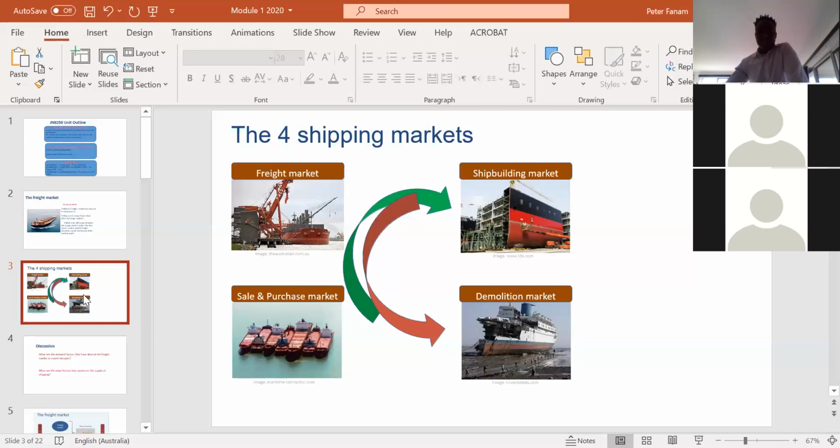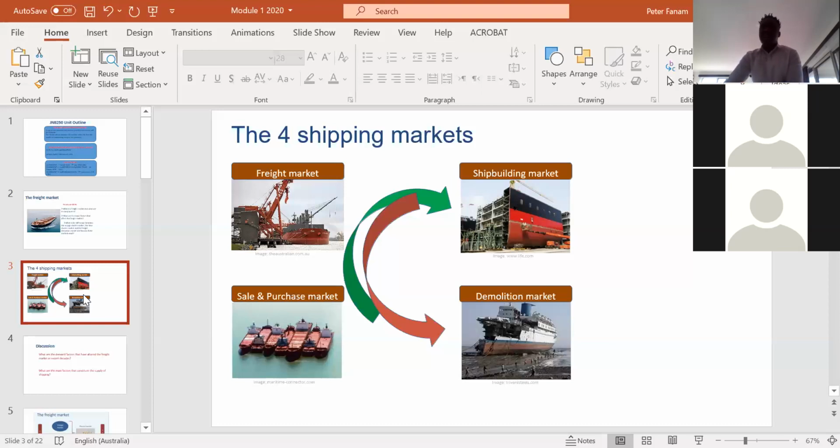And when those vessels are taken off for scrap or demolition, they generate revenue, but it also depends on the steel price at the time, because those scrap vessels will be sold to the steel companies for them to use for steel.